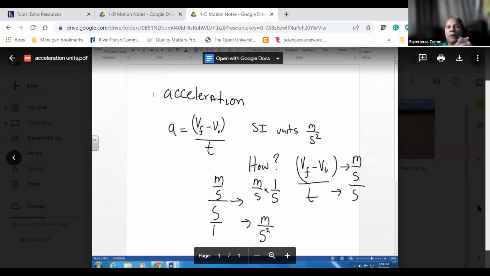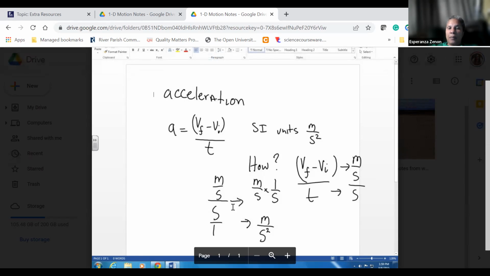So let's see. To get acceleration, what do you have to do? You have to take VF minus VI over T. Well, if I'm doing VF minus VI, what unit am I going to get? Meters per second. Why? Because the unit for V is meters per second. What if I'm dividing by T? What unit am I going to be dividing by? Well, the unit for T is seconds. So I'm dividing by seconds. Okay. So you see right in here, I have meters per second divided by seconds.